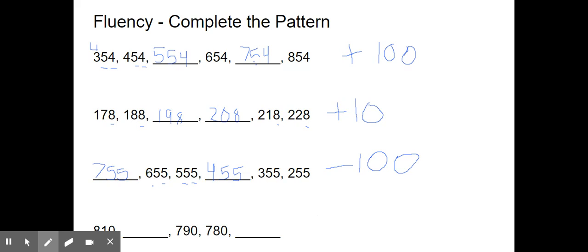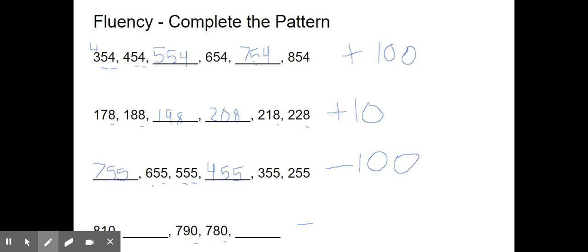Now I notice that the numbers are getting smaller again. We start with 800s and then we go down to 700s. So I'm going to put a minus next to it. Now how is this pattern changing? The ones are staying the same. There are 0 ones. I see that the tens are changing, but my hundreds are also changing. Here it's 810 and here it's only 700.